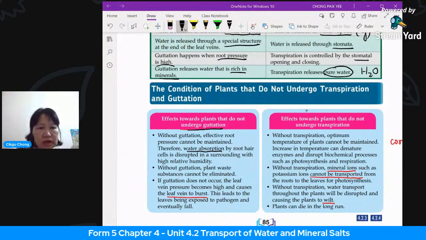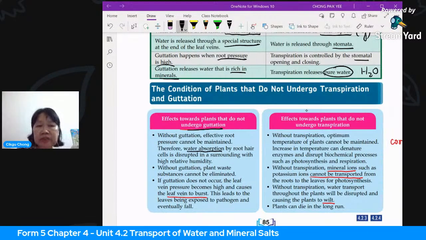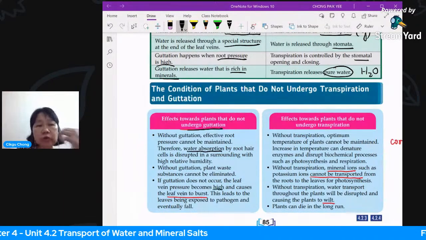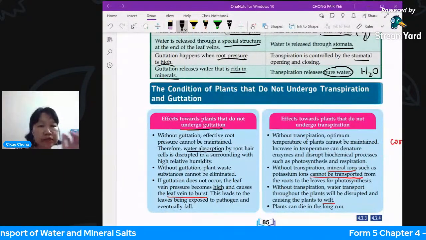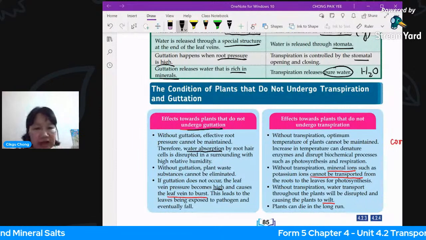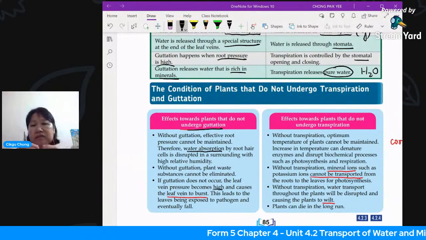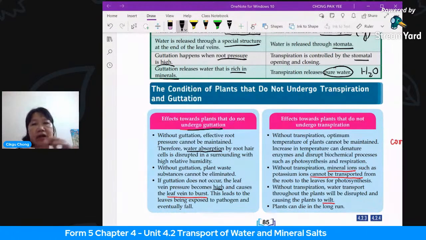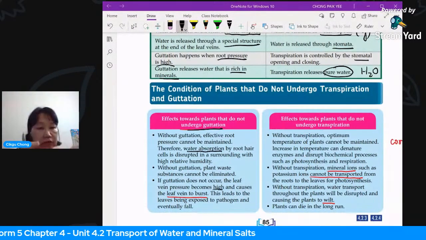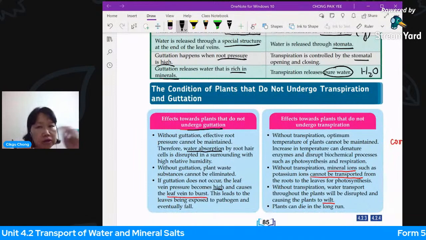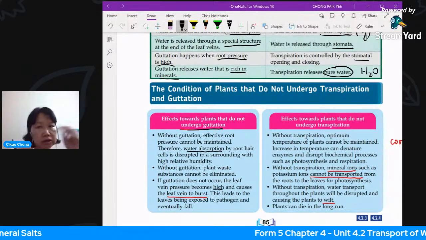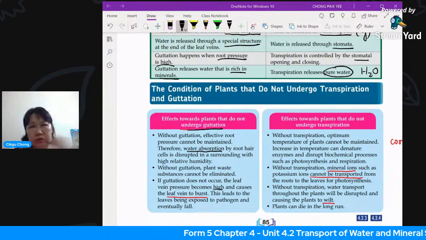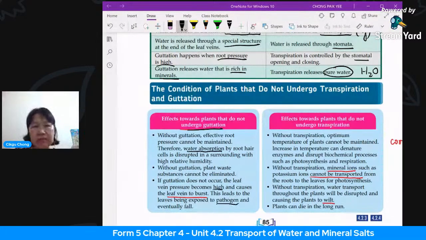So if guttation does not occur, the leaf pressure may become very high. If there's no way for the water to move out, the pressure inside the leaves, the veins will be high, and it can cause the leaf vein to burst. Burst means the cell will rip, and the surface of the leaves will be broken, and this can cause bacteria and virus to attack the plant, exposed to pathogens. So the leaf will be attacked by pathogens.